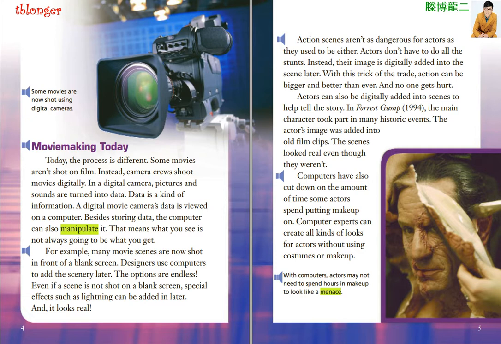Actors can also be digitally added into scenes to help tell the story. In Forrest Gump, 1994, the main character took part in many historic events. The actor's image was added into old film clips. The scenes looked real even though they weren't.